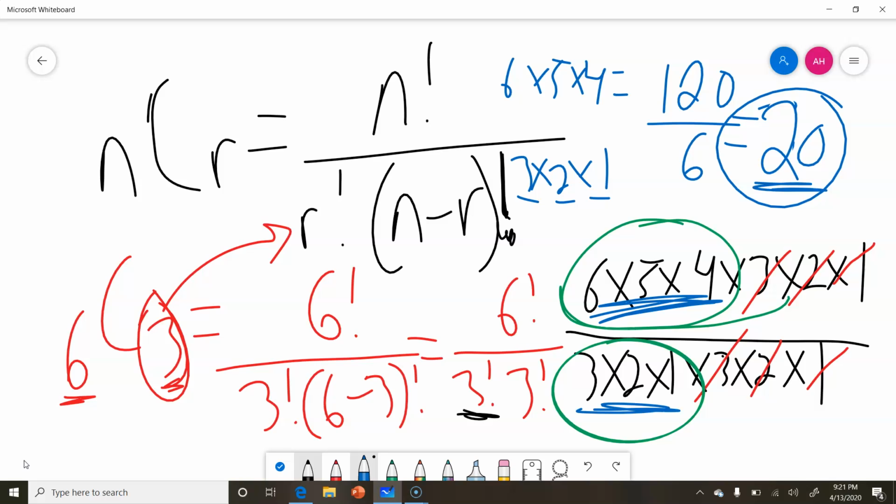Now, in permutations, we would have stopped with this one. We would have stopped with 120, right? That would be permutations. But this time, we're trying to figure out how many groups of 6 we have. Okay, we actually only have 20 groups of 6. Okay, if you need to pause that, go ahead. I'm going to do another one here.